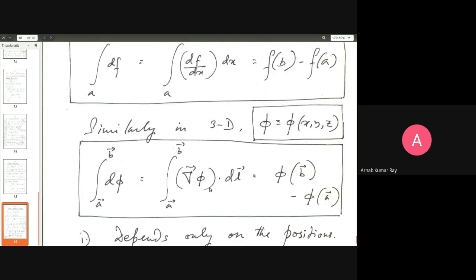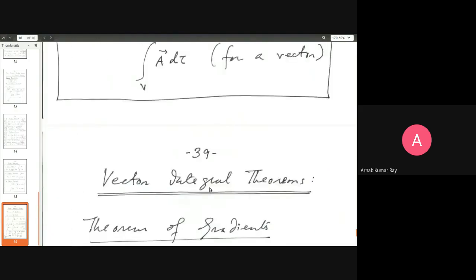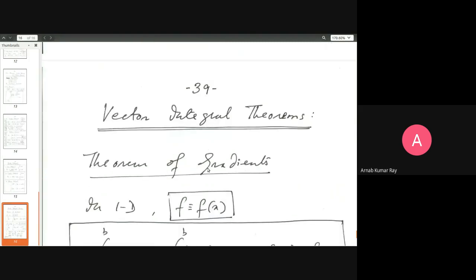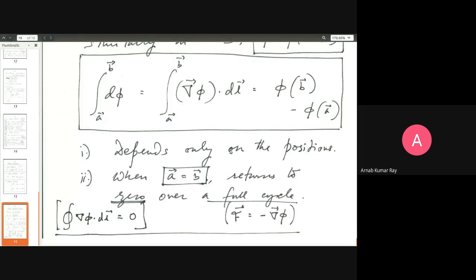I will begin a new set of notes now. Later, I will send you all these things. I'll begin a new set of notes to continue this discussion. So please bear with me as I switch over to the new set of slides. I'll stop the sharing of this.